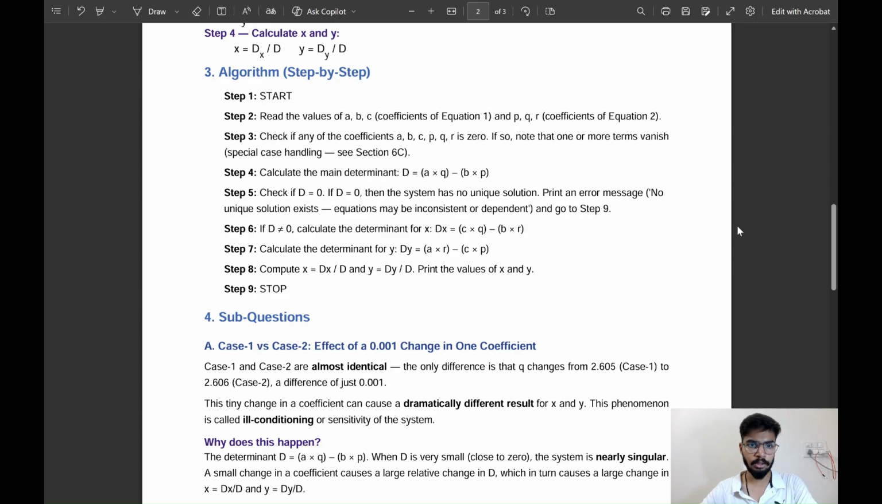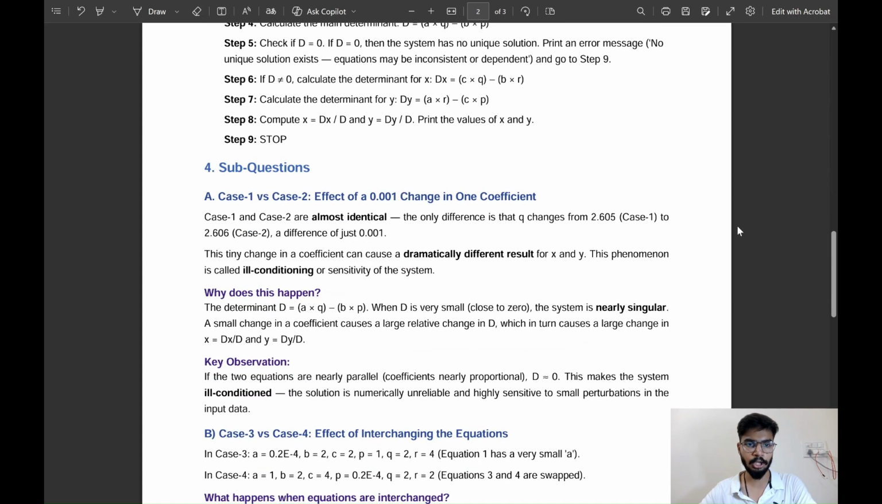If it is not, we will go to step 6: if D is not equal to 0, we will calculate the determinant for x, that is Dx, and in step 7 we will calculate the determinant for y, that is Dy. Then in step 8, we will compute our x and y, and we will print the values of x and y. In step 9, we will stop.